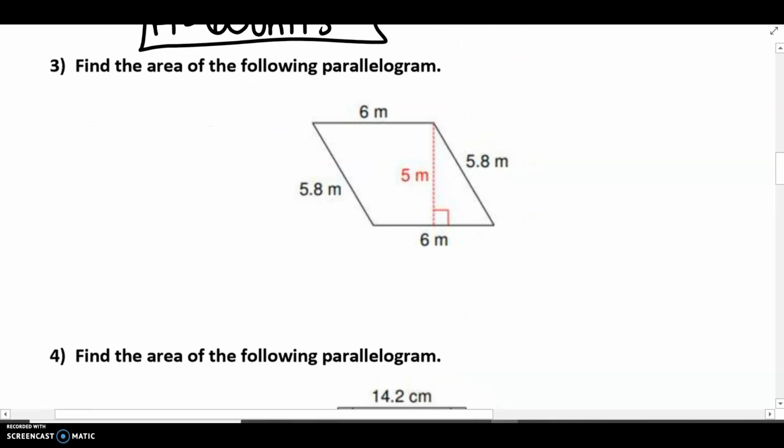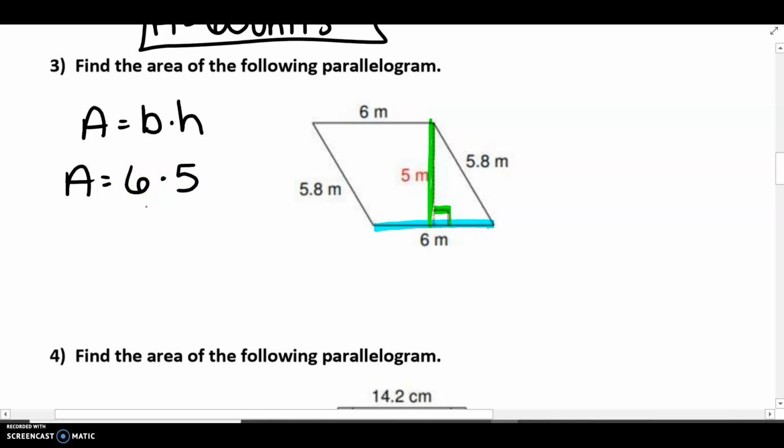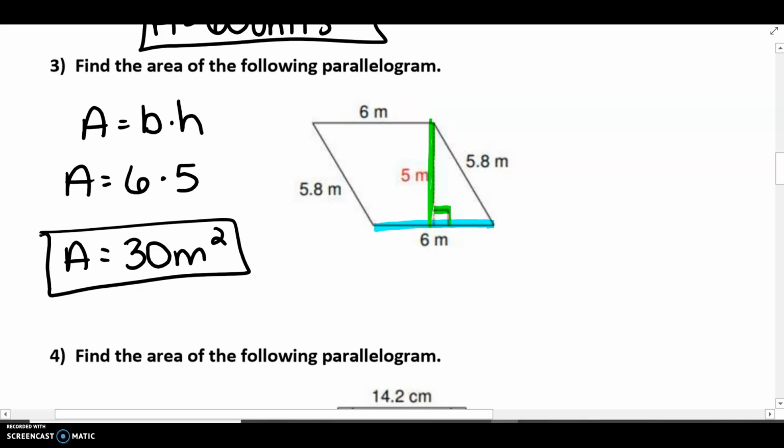Number 3, once again, they're asking me for the area, so I have to pay attention to what is my base and what is my height. I see that I have perpendicularity here. That shows me that I can consider this side my base as long as I consider this to be my height. So if area equals base times height, my area equals our base of 6 times our height of 5, giving me an area of 30 meters squared. Problem number 4.